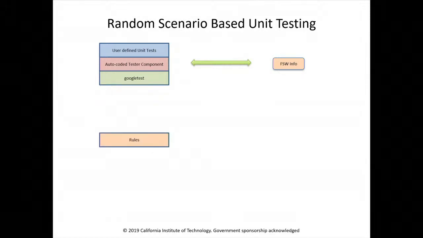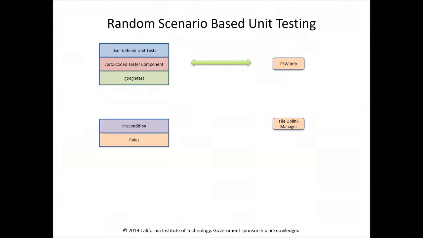Next we have the rules-based testing. Here we have these rules that we define, and we'll define them for an example component called File Uplink Manager. Say you want to define these two rules. One rule is file uplink, uplink successful verify, and the second rule is uplink failure verify.